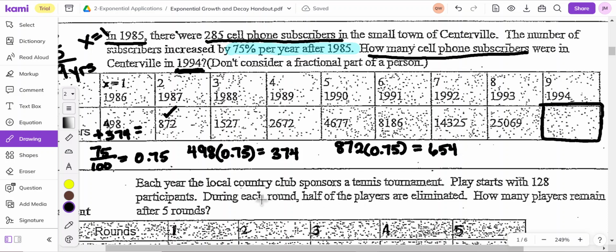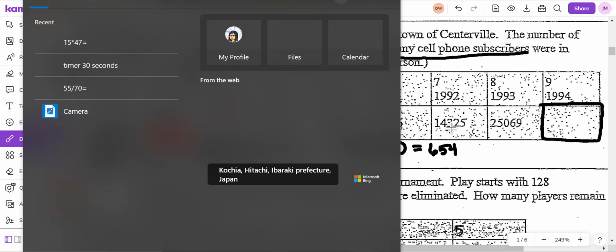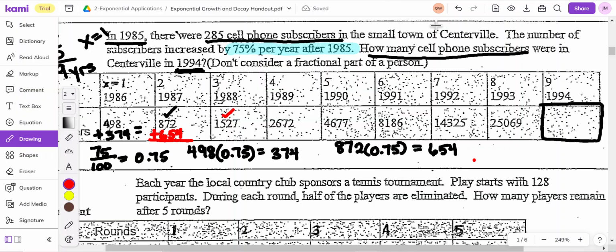All right, so what is 872 plus 654? All right, so we're adding the 75%, and it should give us 1,526. So this is what's happening here, exactly what the story says. Each year we're increasing by 75%. So we calculate the 75% and we add it to that year.